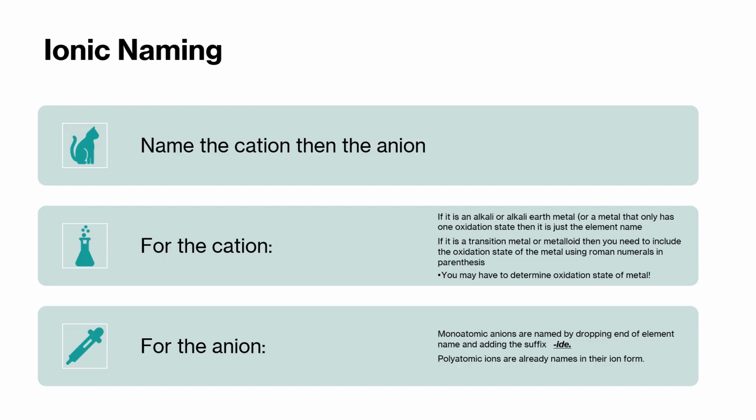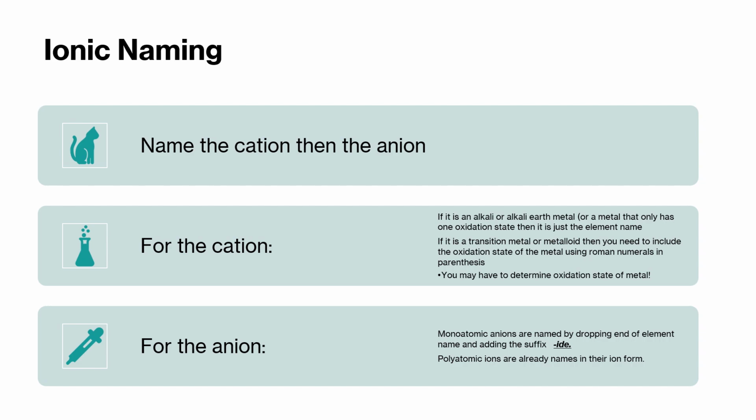You may or may not have to determine the oxidation state of the metal. That will depend on what's present within the system. To determine the oxidation state of the metal, you need to look at the anion, figure out the relative charges, and know that the charges within the molecule have to sum to 0, so you'll have to think and work things out from there.